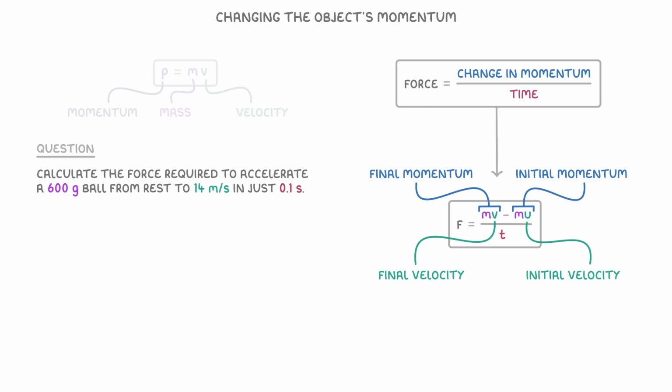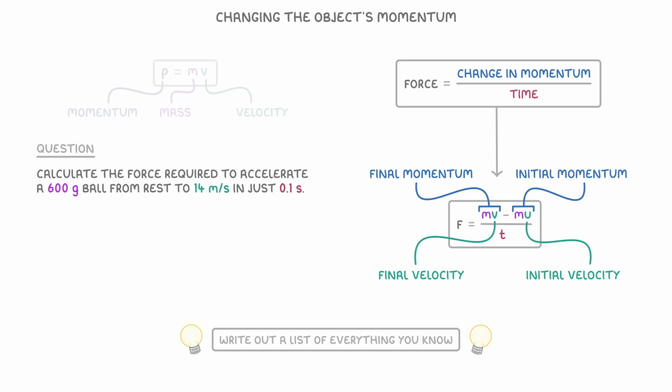So for questions like this that involve quite a lot of different values, it's best to write out a list of everything that you know. So we could say that the initial velocity is 0 because the object started at rest. Its final velocity is 14. Its mass in kilos is 0.6. And the time is 0.1.